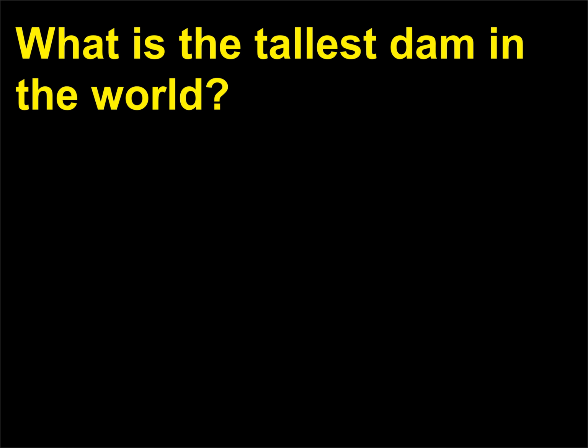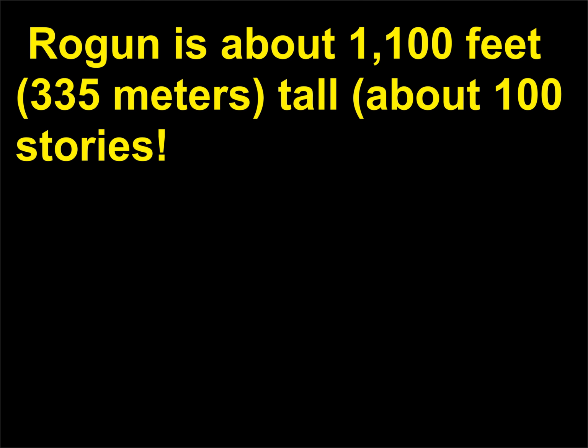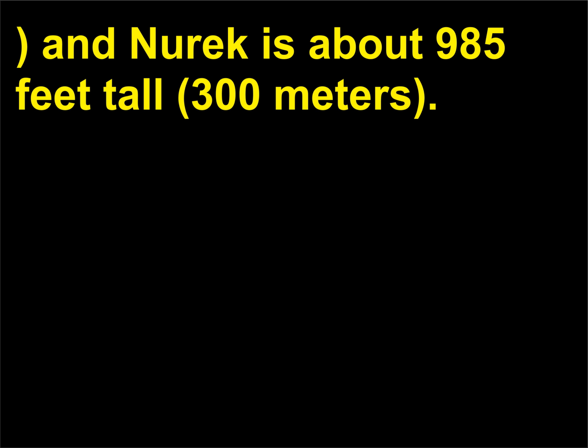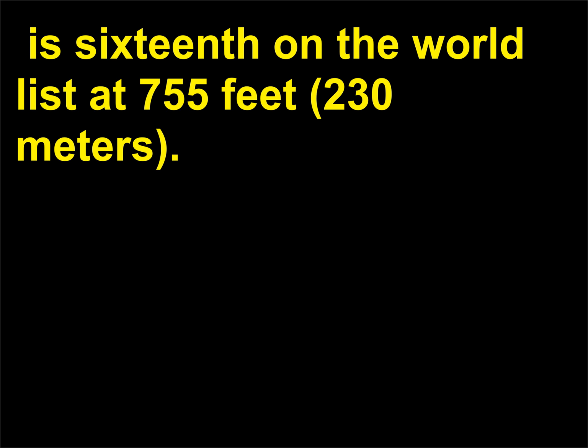What is the tallest dam in the world? Tajikistan is home to the world's two tallest dams, Rogun and Nurek. Rogun is about 1,100 feet, 335 meters, tall, about 100 stories. And Nurek is about 985 feet tall, 300 meters. The United States' tallest dam, Oroville, in Northern California, is 16th on the world list at 755 feet, 230 meters.